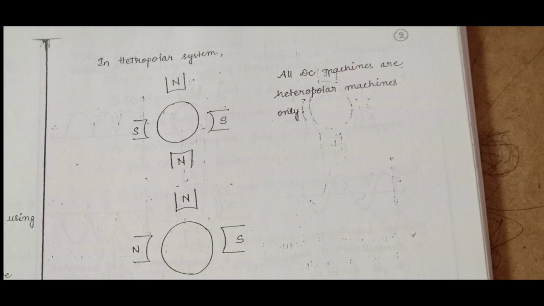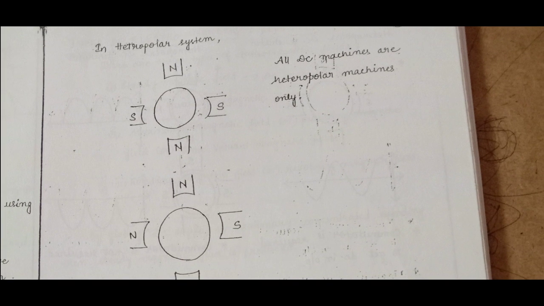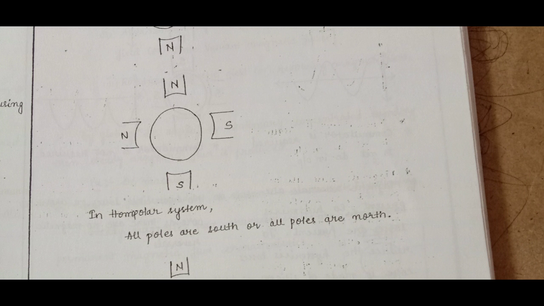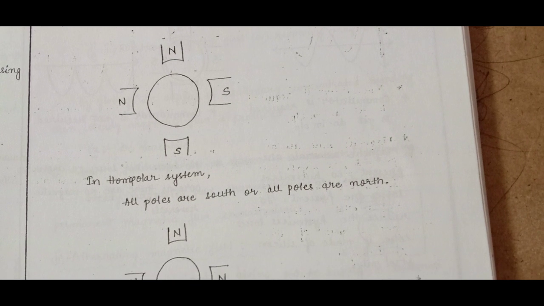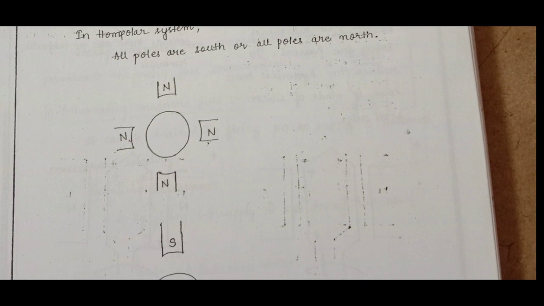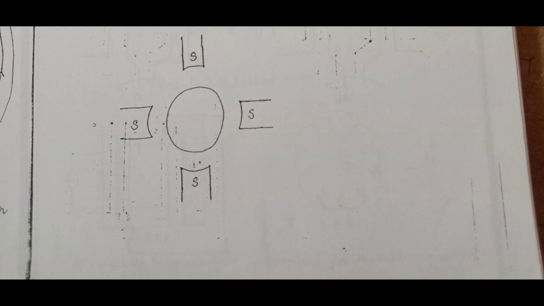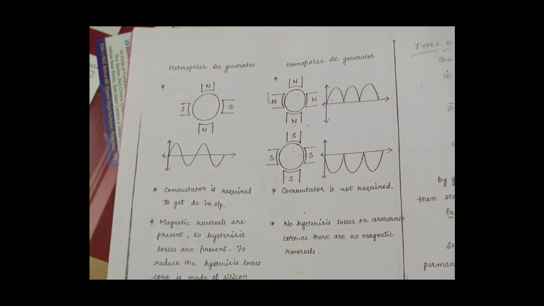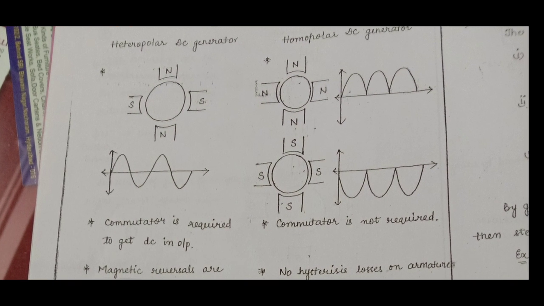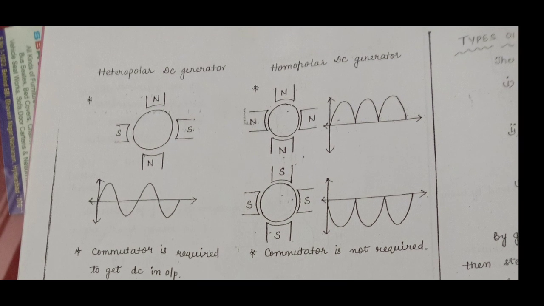All DC machines are heteropolar machines only, because we can see the projected poles in a heteropolar system. In a homopolar system, all poles are south or all poles are north. So this is a heteropolar DC generator, and this is a homopolar DC generator.